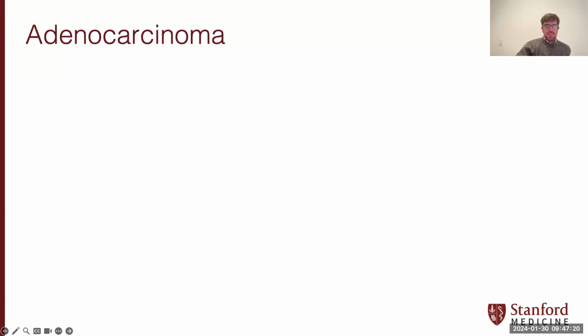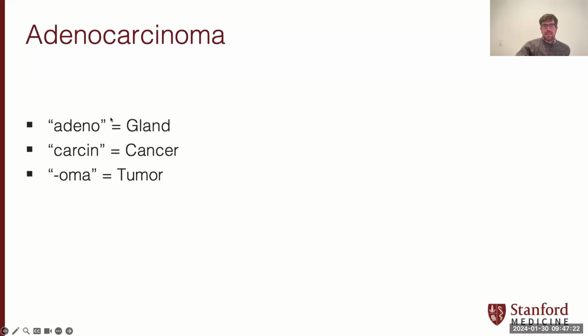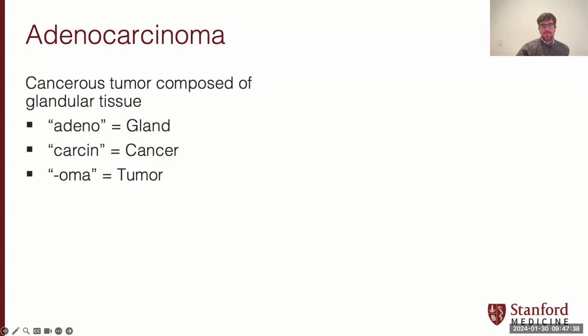Yeah, nailed it. So adeno is gland, carcin is tumor or cancer, oma is tumor. So you can have tumors that aren't cancers, right? So carcinoma is when you're talking about a tumor related to cancer. And then adeno is where it's coming from, which is glandular tissue.